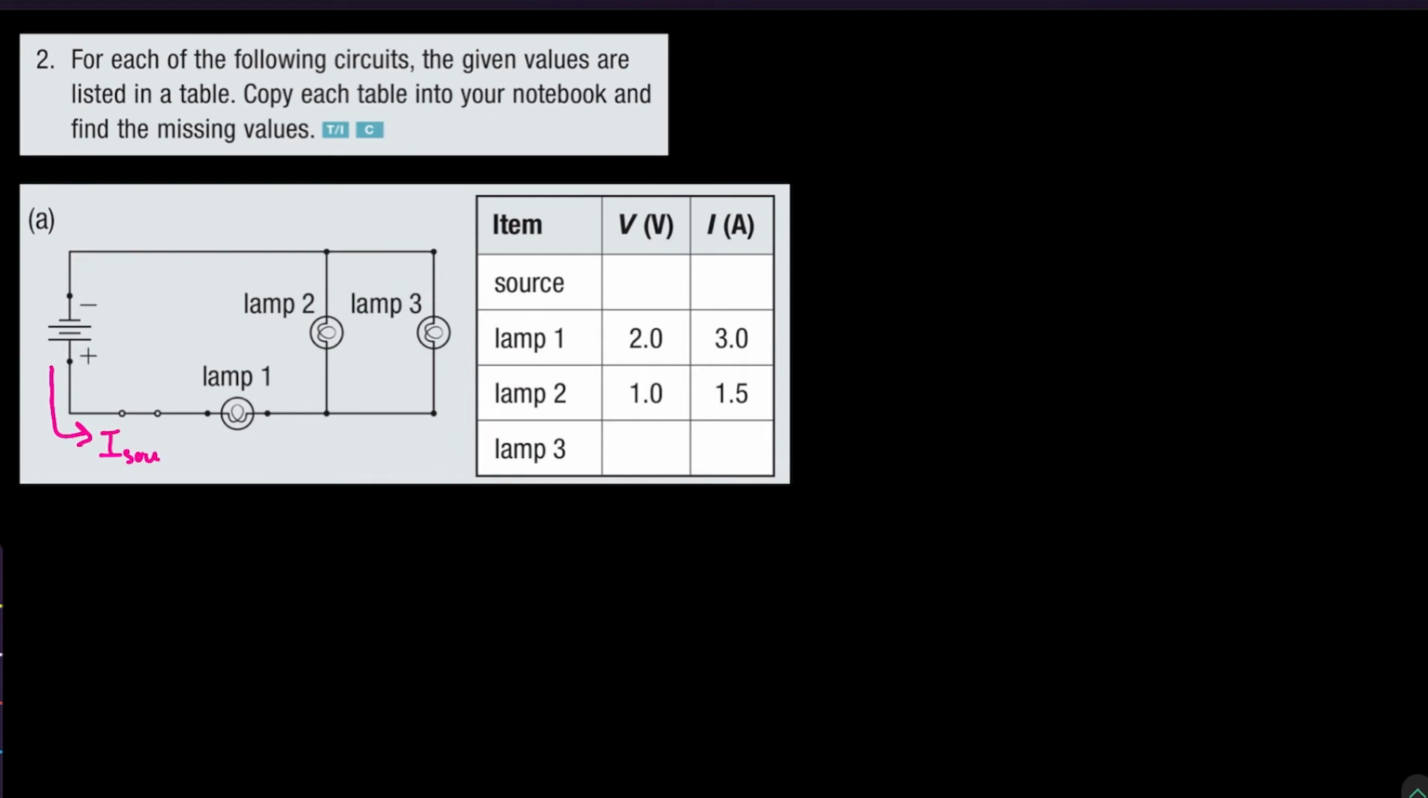So this is I source, the current from the source. And the first thing that it encounters is the lamp 1, which is I1, the current at the first voltage drop. So these two are connected in series. So we suspect that the current at the source will be equal to the current at the first lamp. And if you look at the table, they give you the value of the current at the lamp 1. So this would be the current of the source, 3 amps.